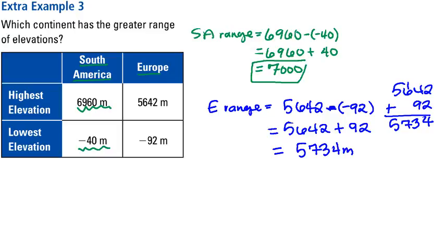5,734 meters. So as we look at this, we can start comparing these two right here. Oh, I forgot my little label right there. We can say the greater number here is going to be this 7,000 meters, which is greater than this 5,734 meters. So South America has a greater range in its elevations.